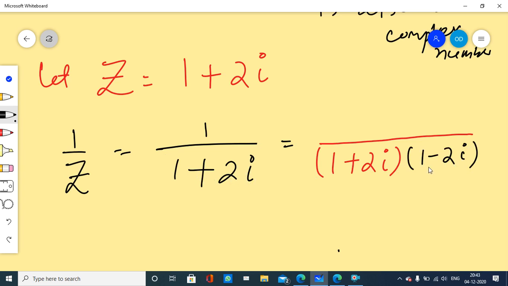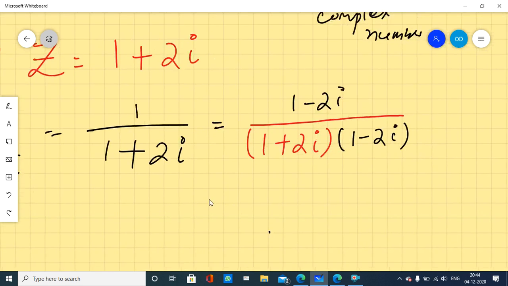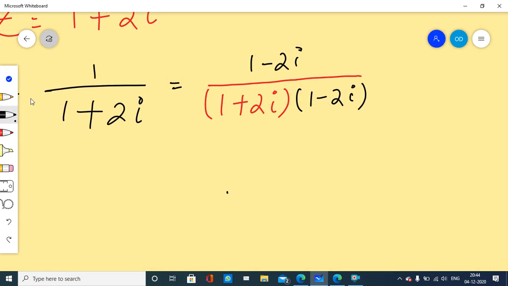Now you see, if you multiply something on the denominator, you also have to multiply the same thing on the numerator. Otherwise, the fraction will change, right? If I multiply 1 minus 2i just on the denominator and keep the numerator 1 as it is, then it will be a different number. So I have to multiply the conjugate of the denominator on top and bottom both. Why did I do that? By doing so, I will be able to get rid of i.